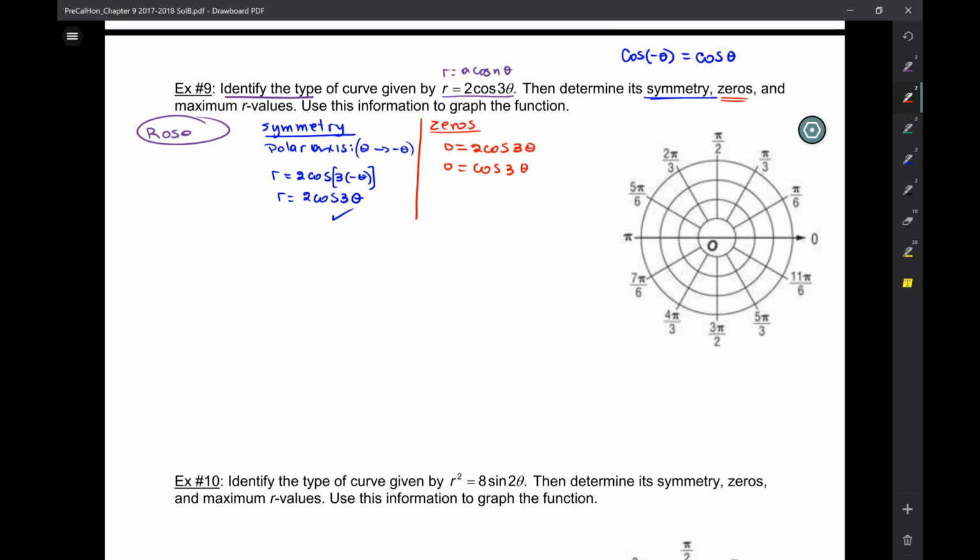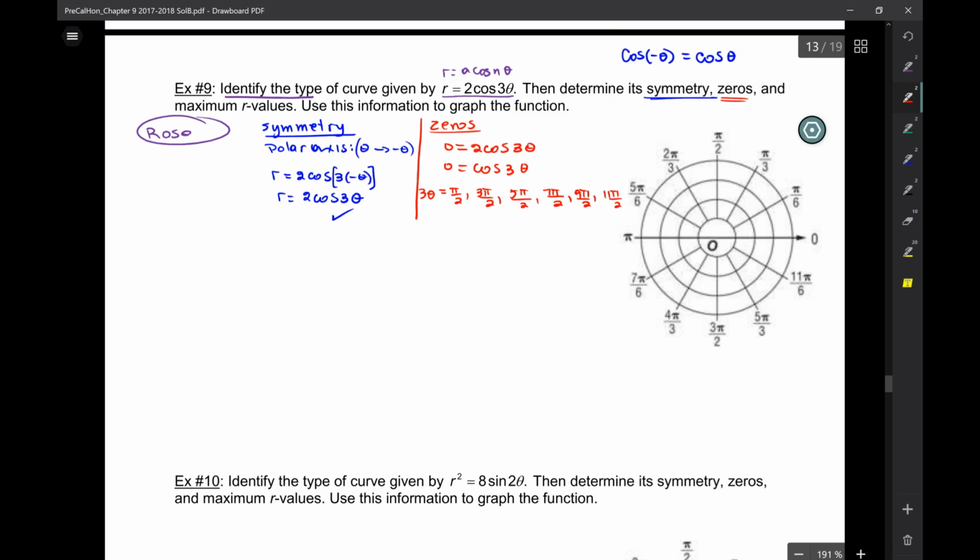Now, if this is 3 theta, how many total cycles are in this? 3. So hang on. It's 3 total cycles, right? Each cycle hits 0 twice, so we're going to have 6 of these, right? So we're going to do 3 theta equals pi over 2, 3 pi over 2, 5 pi over 2, 7 pi over 2, 9, and 11 pi over 2.